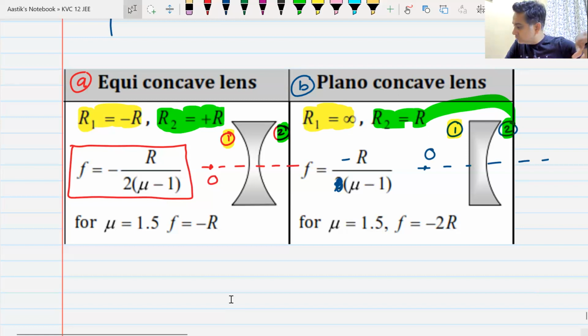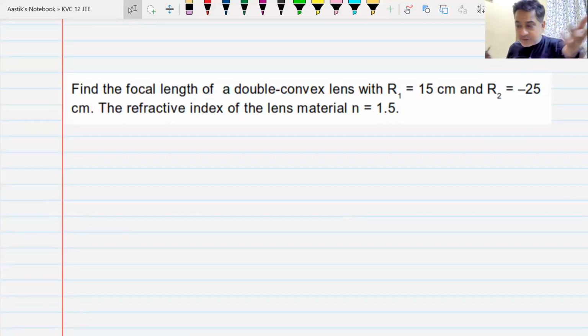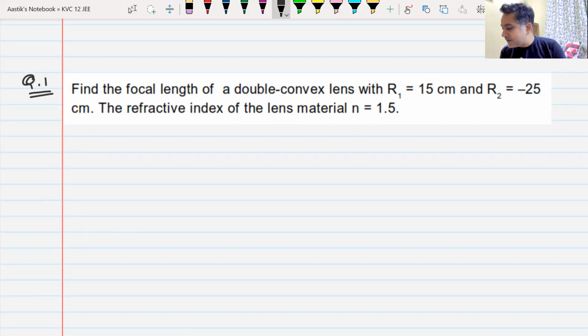Completed, sir. Okay, well done. Then this is a question from your sheet, from your module only, self-practice problems. Question number 27, if you have that sheet, you can have a look at it. Question number 1 is a straightforward question. Let us first begin with this. Find the focal length. Everything is being given here, to find the focal length of a double convex lens.